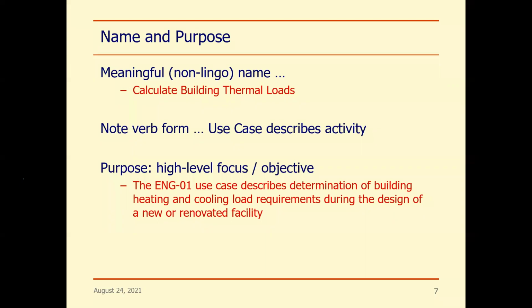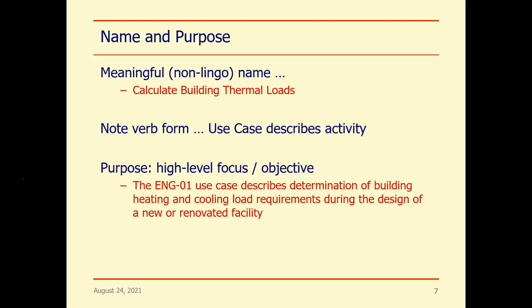Then the purpose section is a high-level statement of what this use case is. We made up these identifiers in Guideline 20 for an initial group of use cases. So the ANG01 use case describes determination of building heating and cooling load requirements during the design of a new or renovated facility. So the purpose is a short and sweet statement of what this thing is about.